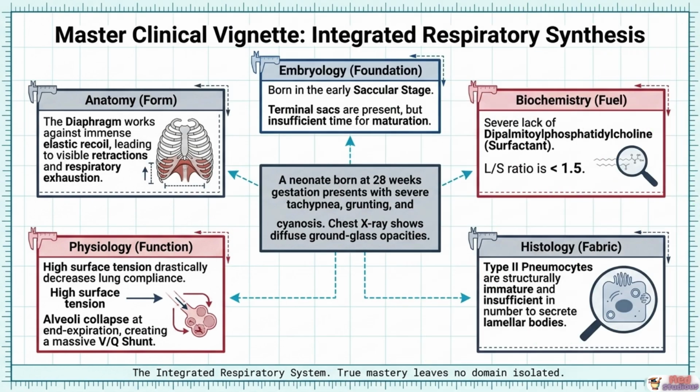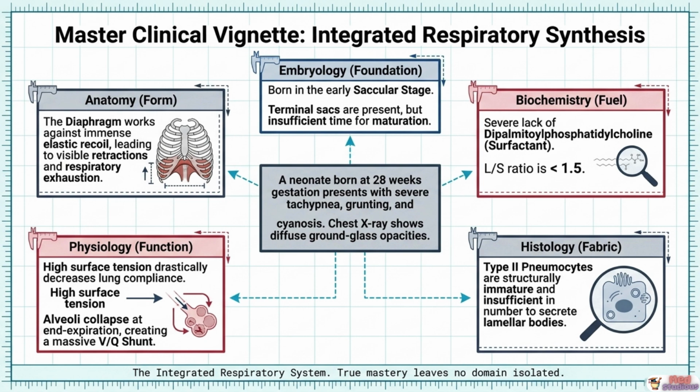We can now bring every domain together into a single master clinical vignette that demonstrates true integrated mastery. A neonate born at 28 weeks gestation presents with severe tachypnea, grunting, and cyanosis, and the chest X-ray shows diffuse ground glass opacities. From an embryological foundation, this infant was born in the early saccular stage, meaning terminal sacs are present, but there has been insufficient time for full maturation.